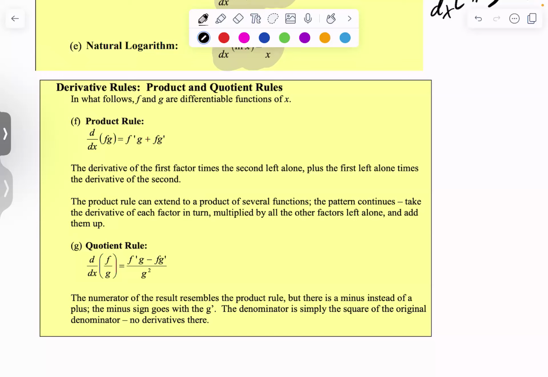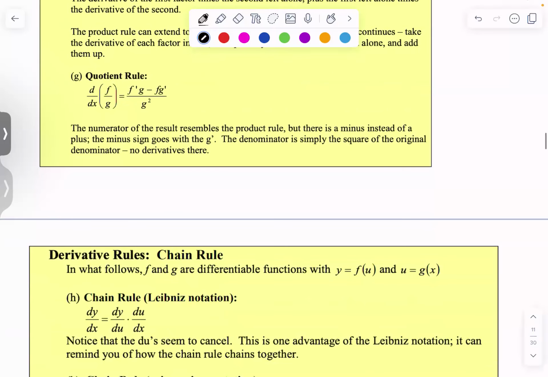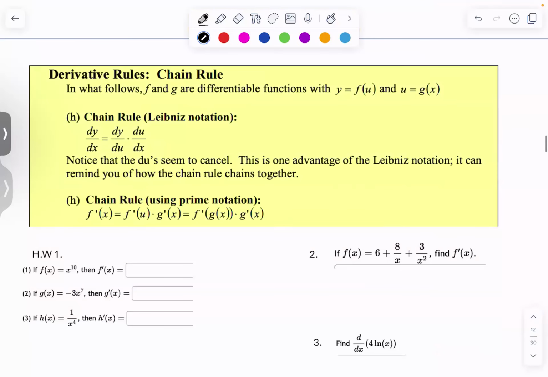And this will be a little bit easier to do once we get to some examples. Quotient rule is even more complicated. It says if I take the derivative with respect to x of f divided by g, the numerator will be f prime, or the derivative of f with respect to x, times regular g, minus regular f times the derivative of g, over the function g squared. All right, and again, these won't be very useful until we do some examples.